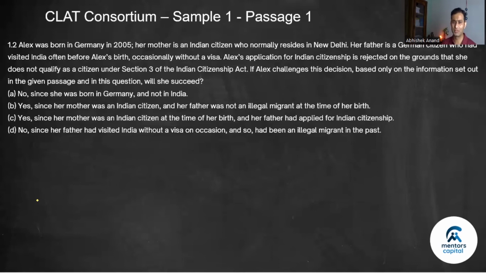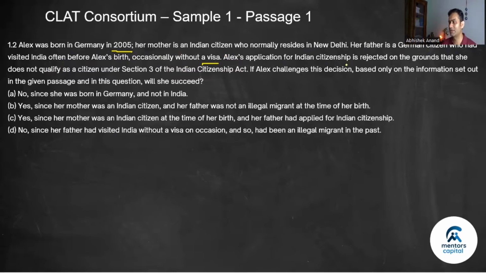Let's come to question number 2. Okay. Alex was born in Germany in 2005. Her mother is an Indian citizen who normally resides in New Delhi. Her father is a German citizen who had visited India often before Alex's birth, occasionally without a visa. So this is one of the documents, guys. We don't know what the other travel documents are. So maybe he is visiting with some other form of travel document which is allowed.